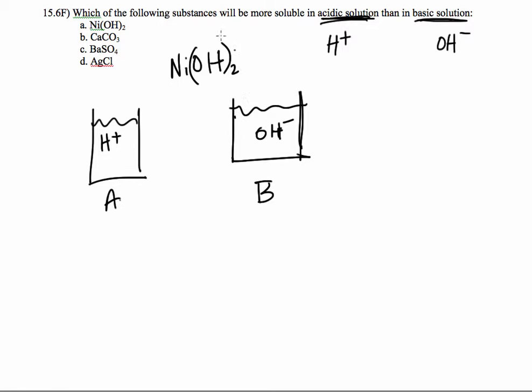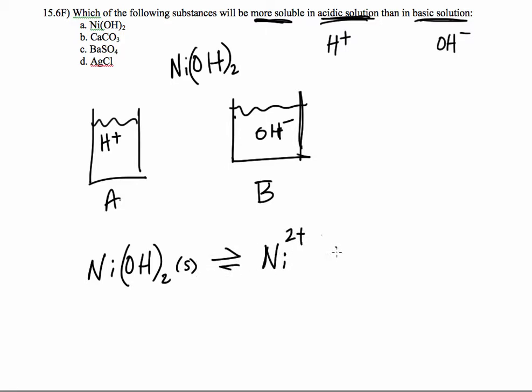Well, I'm looking for more soluble. I want the solubility to go up. So let's look at the equilibrium expression for this. For nickel hydroxide solid, we have the dissociation: nickel 2 plus and 2 hydroxide minus. What I want to have happen is I want solubility to go up. So I'm looking for the reaction to shift in this direction. I want to maximize my pull in this direction. So I want these hydroxide ions to get used up. I don't want to have more of them here.